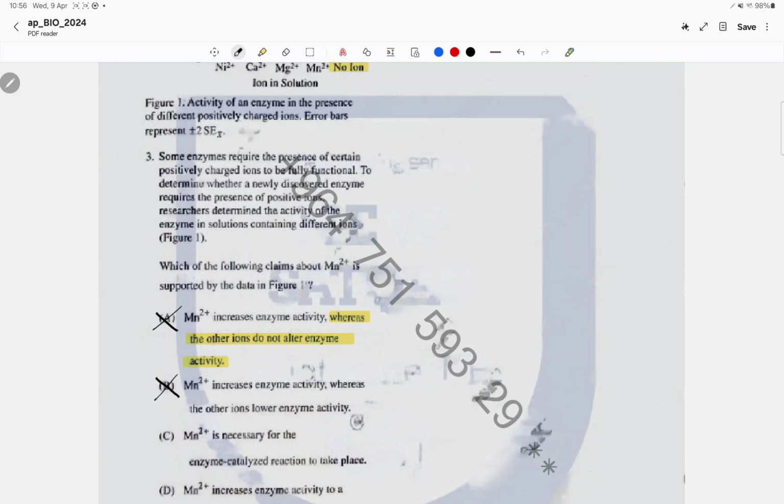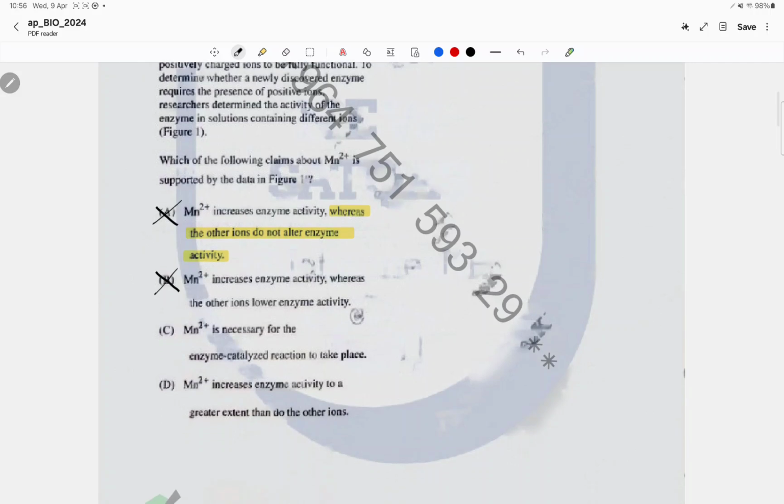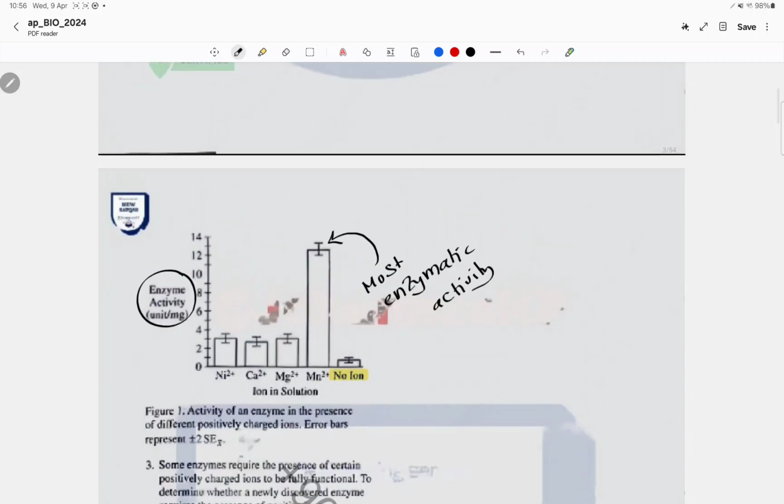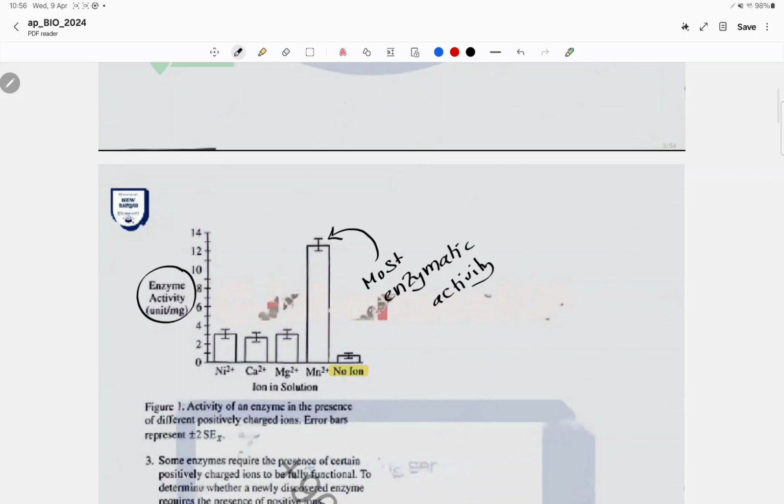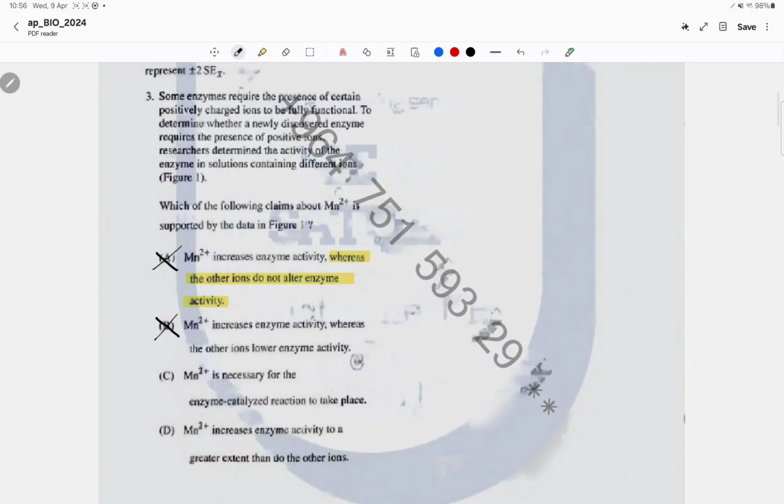Mn2+ is necessary for the enzyme catalyzed reaction to take place. I mean, maybe, right? I mean, the enzymatic reaction is taking place in all the ions, just mostly with Mn. So C is not very assuring. D. Mn2+ increases enzyme activity to a greater extent. That's true as demonstrated by the error bars, there's no overlap with the rest.